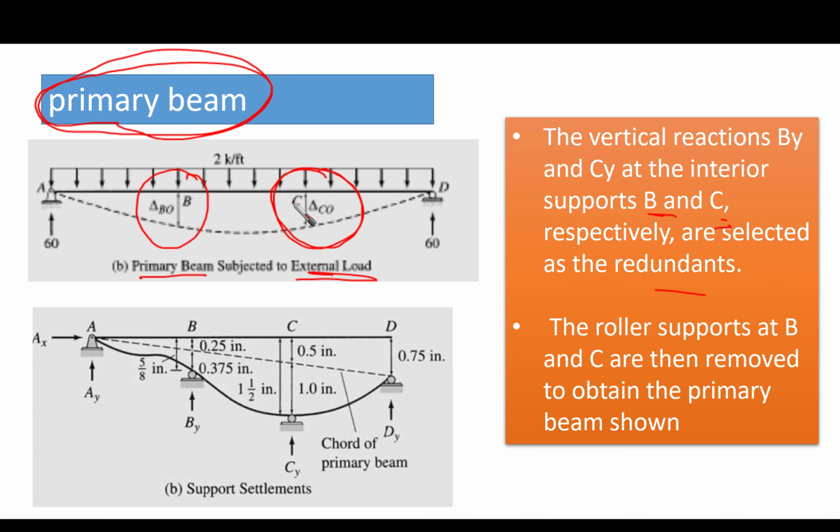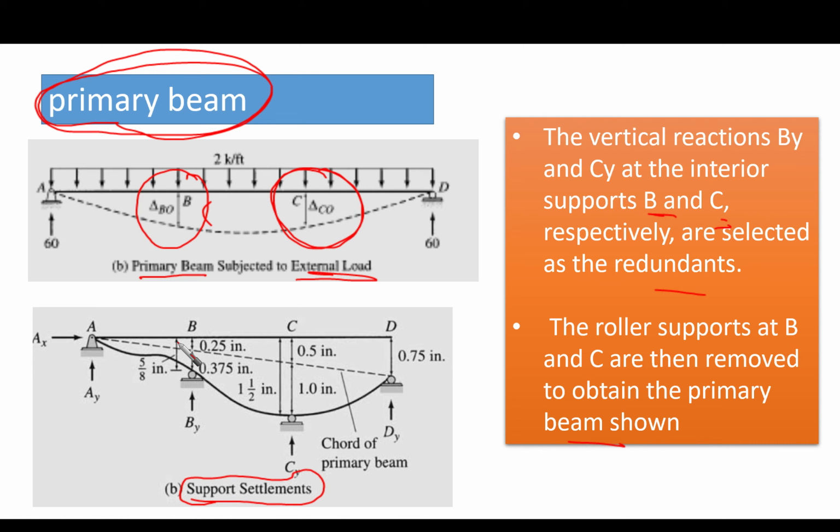Then the roller supports at B and C are removed to obtain the primary beam shown, as you can see. This is pretty similar to what we have explained before. So now let's go to the important thing, which is support settlements. Let's analyze our support settlements.